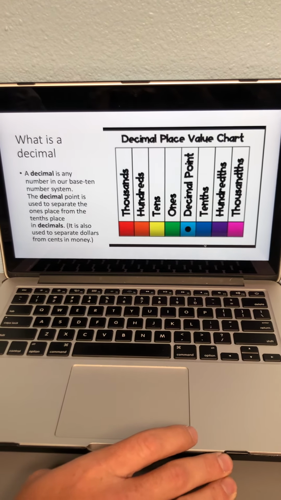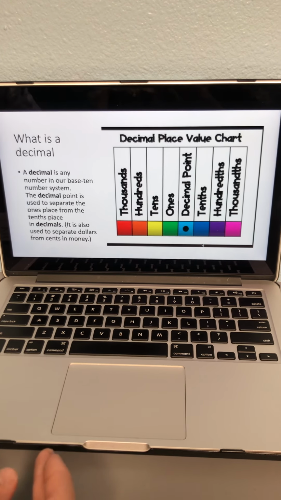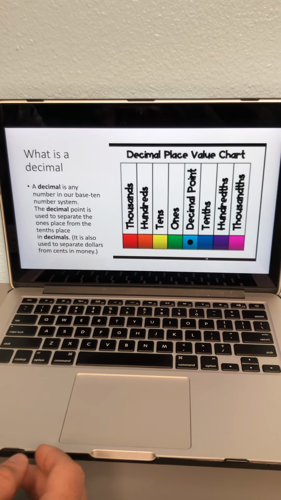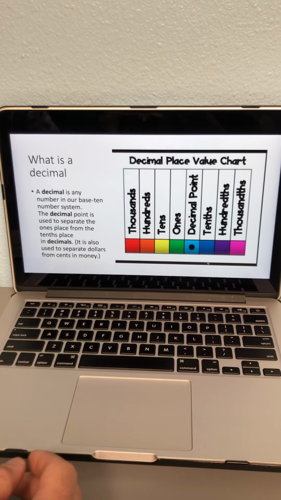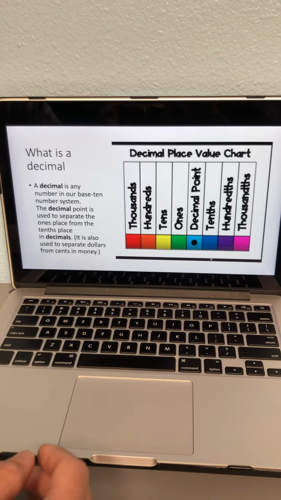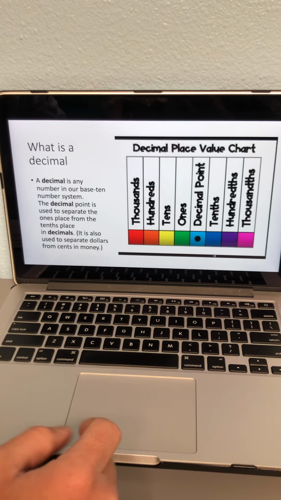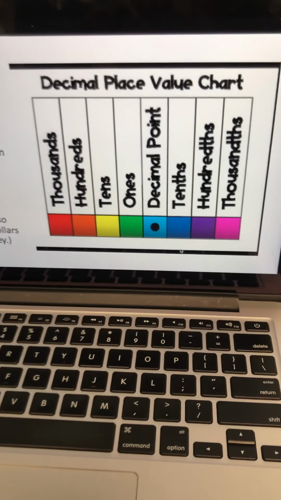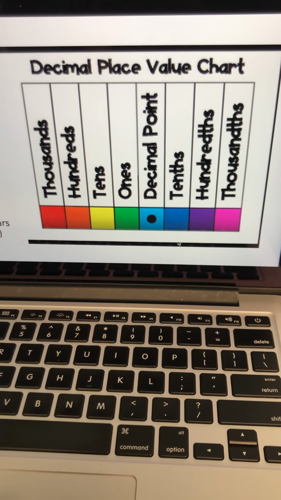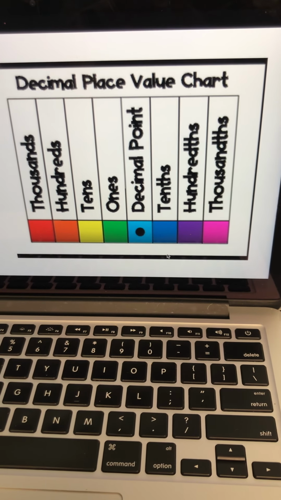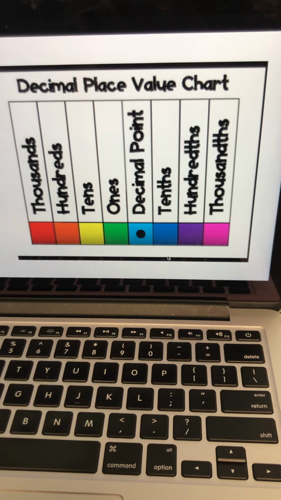So first let's talk about what is a decimal. A decimal is any number in our base 10 number system. The decimal point is used to separate the ones place from the tenths place in decimals. It is also used to separate dollars from cents in money. And you can see here in our decimal place value chart, our ones, tens, hundreds, and thousands are separated by the decimal point from the tenths, hundredths, and thousandths.